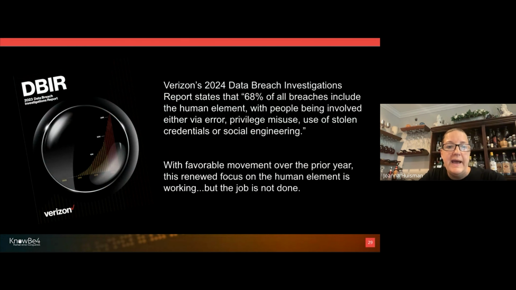And so when we look at the landscape, right? So Verizon's data breach investigations report, which is great. If you haven't had an opportunity to read it, I would highly recommend it. Shows that 68% of all breaches include that human element. So it's a human making an error, privilege misuse, some kind of stolen credentials, just doing something so that these criminals can get in, right? So they're compromising systems. But we've seen favorable movement because last year it was, I believe, 74% or 72%. And so we've seen improvement with this decline, and we know that it's companies focusing on just that human element.